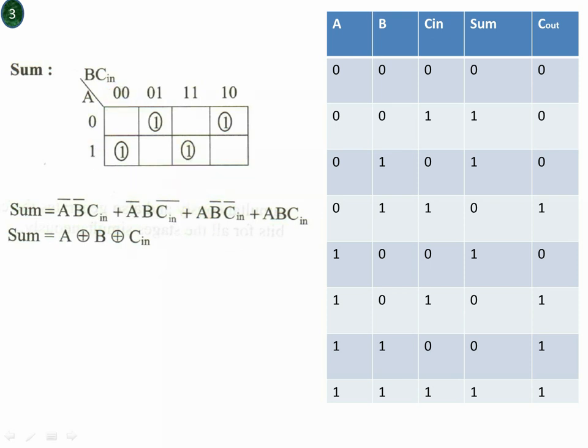Next for this one, A, B, C in plus A, B, C in. This expression is equal to A exclusive or B exclusive or C in. That is A bar, B bar, C in plus A bar, B, C in bar plus A, B bar, C in bar plus A, B, C in. This logical expression is equal to the A exclusive or B exclusive or C in.